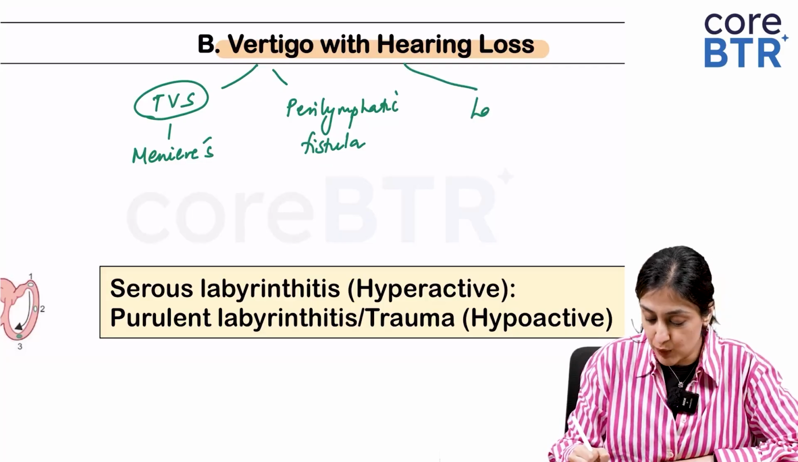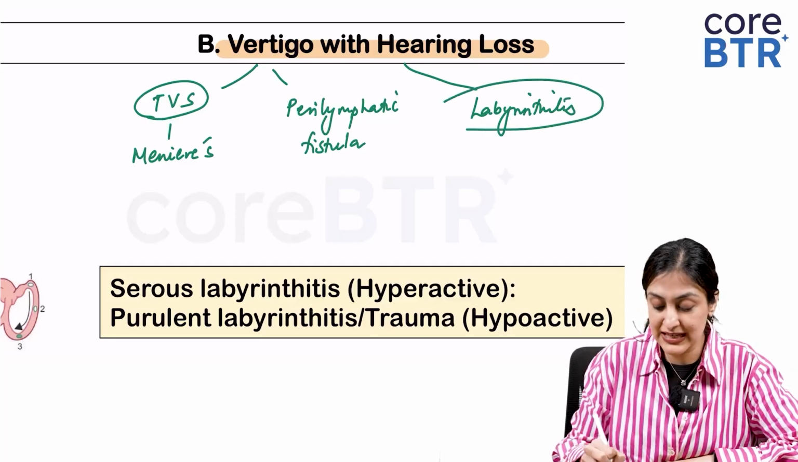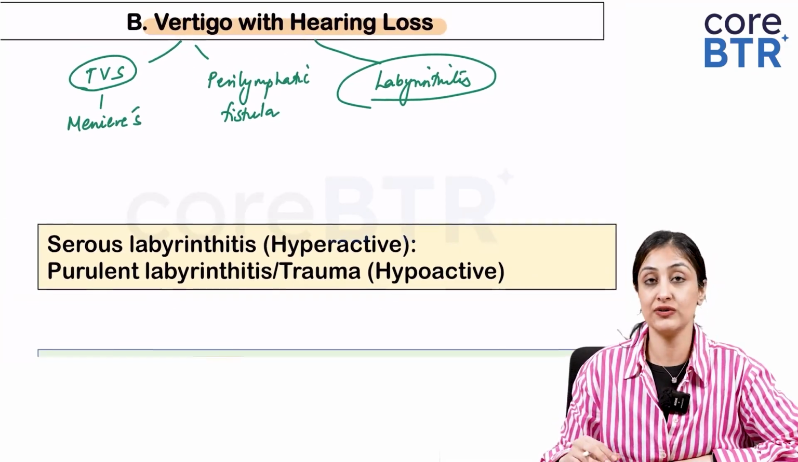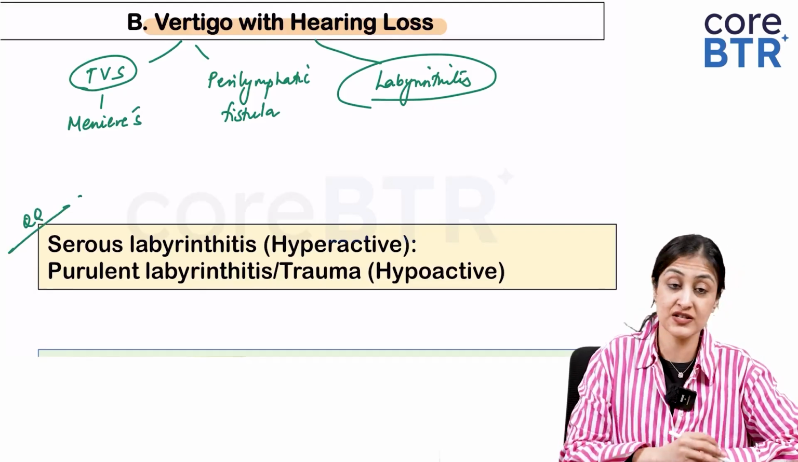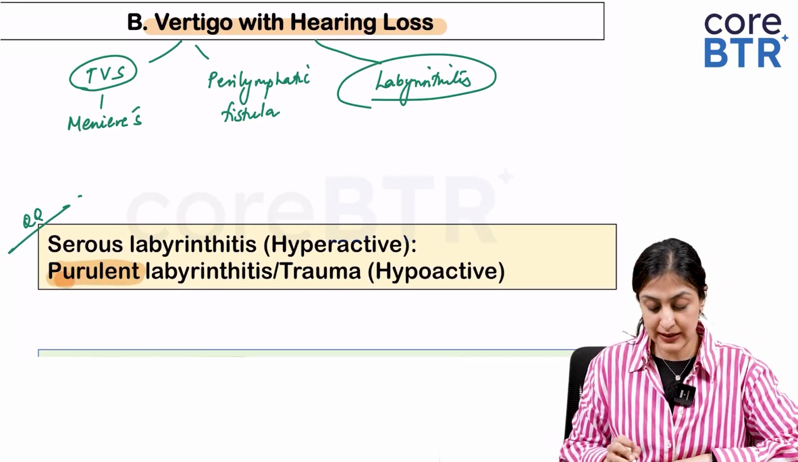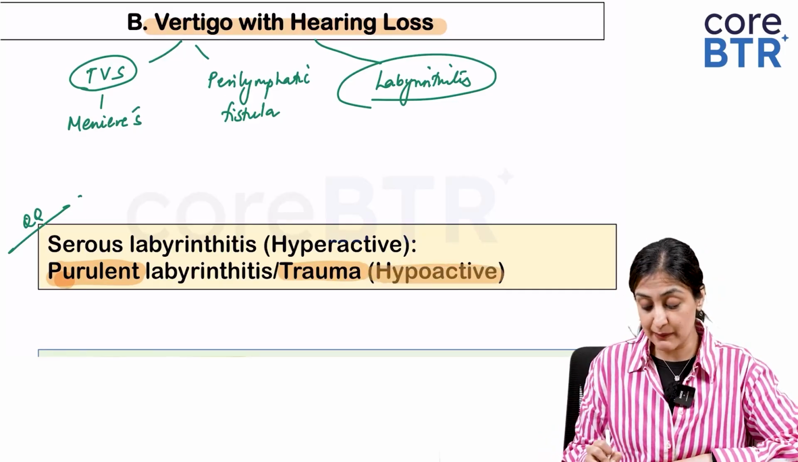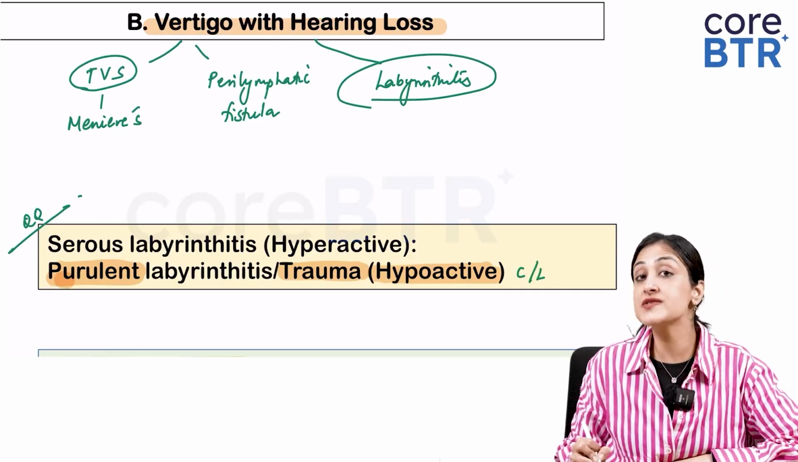And finally, most important, labyrinthitis. Labyrinthitis is inflammation of the inner ear, and again hearing loss and vertigo will happen. Very important, what kind of labyrinthitis? Remember, everything is contralateral. Purulent labyrinthitis, traumatic labyrinthitis. This is called labyrinth not working, hypoactive. Where will I have nystagmus?